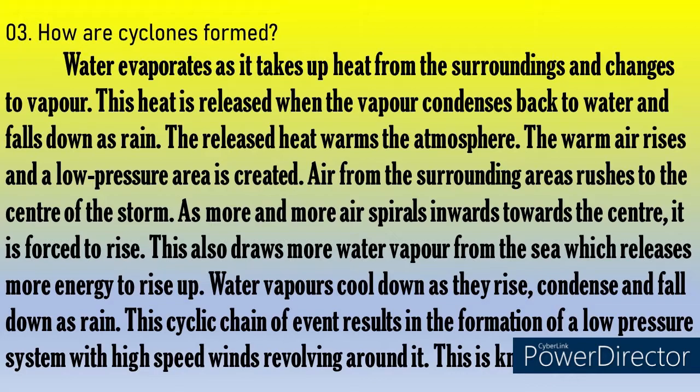This also draws more water vapor from the sea, which releases more energy to rise up. Water vapors cool down as they rise, condense, and fall down as rain. This cyclic chain of events results in the formation of a low pressure system with high speed winds revolving around it. This is known as a cyclone.